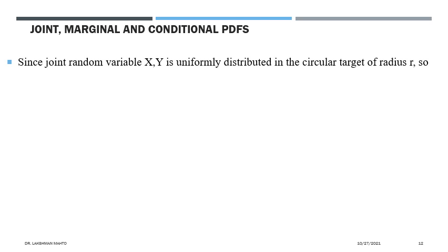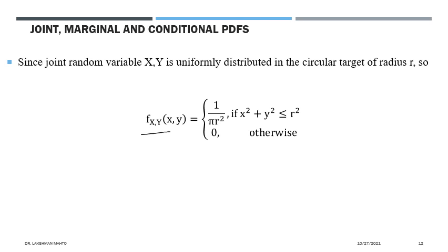Since the jointly distributed continuous random variable is uniformly distributed in the circular region of radius r, the joint PDF is a constant C in that region. Like the joint probability mass function, the joint PDF also satisfies three properties. The first property says that the joint PDF is always non-negative: for any value of x, it is greater than or equal to 0. It can't be negative.